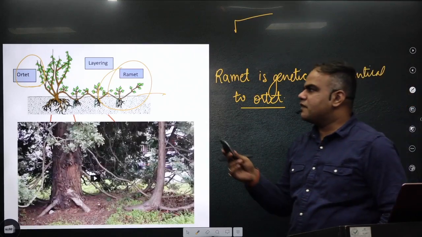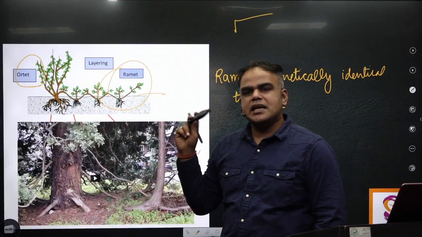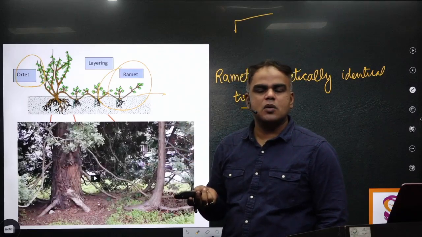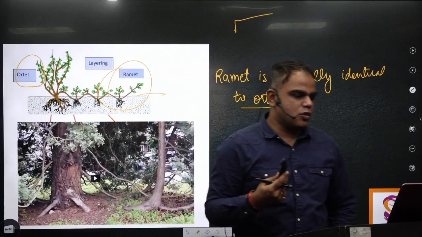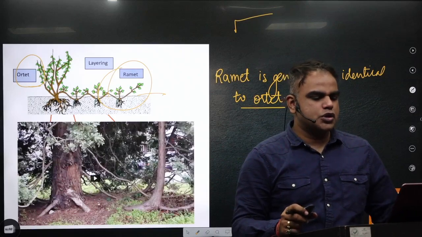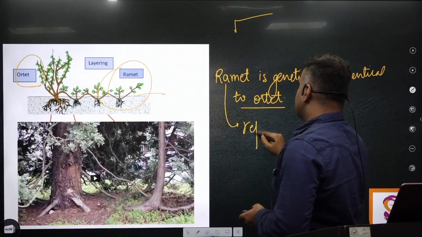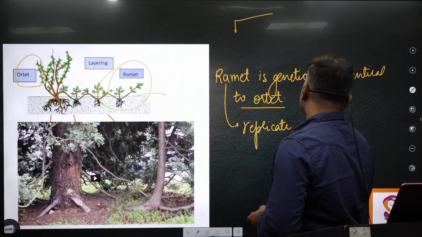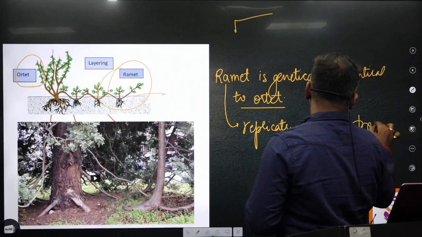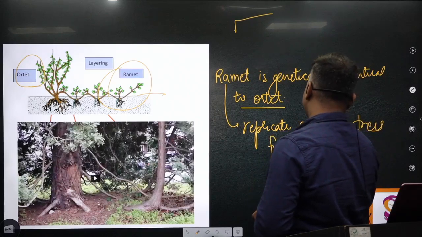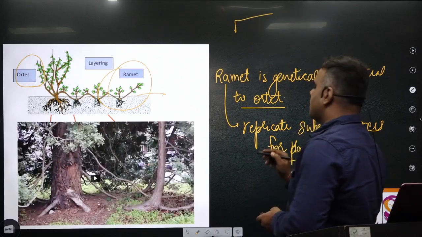Another part, for example, why do you use them? So for example, again in cloning, the idea here is to produce the superior variety of trees, to produce better clones. That is the whole objective. So ramet, just one more line: ramets are used to replicate superior trees for plantation.